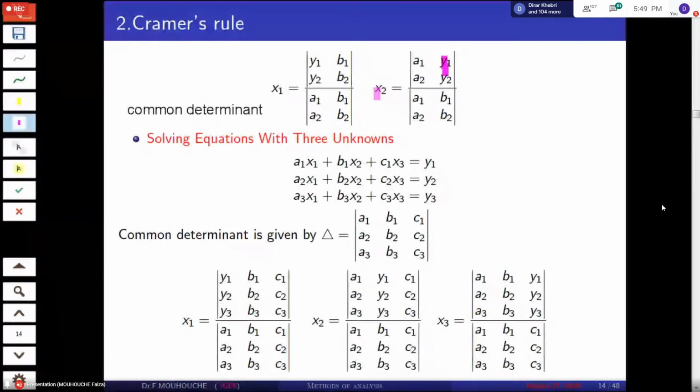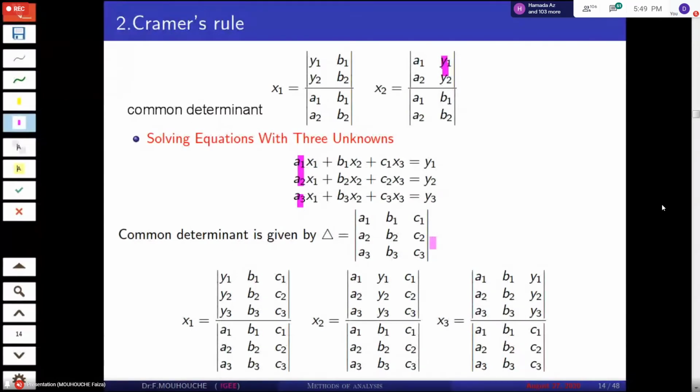Now for solving equations with three unknowns, the same procedure, just here we add another variable, the third one. Here we have I1, I2, and I3, B1, B2, B3 are the coefficients, Y1, Y2, Y3 are constants, and X1, X2, X3 are variables. The common determinant is I1, I2, I3, B1, B2, B3, C1, C2, C3, and we calculate the determinant as previously.